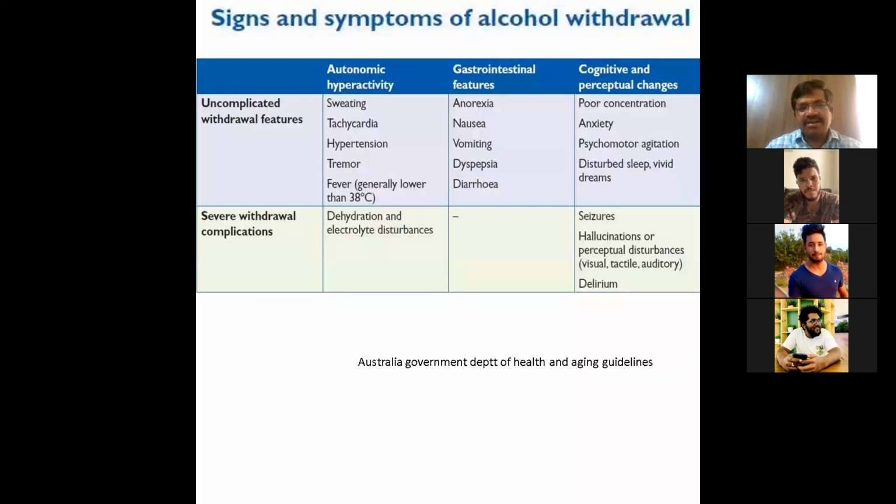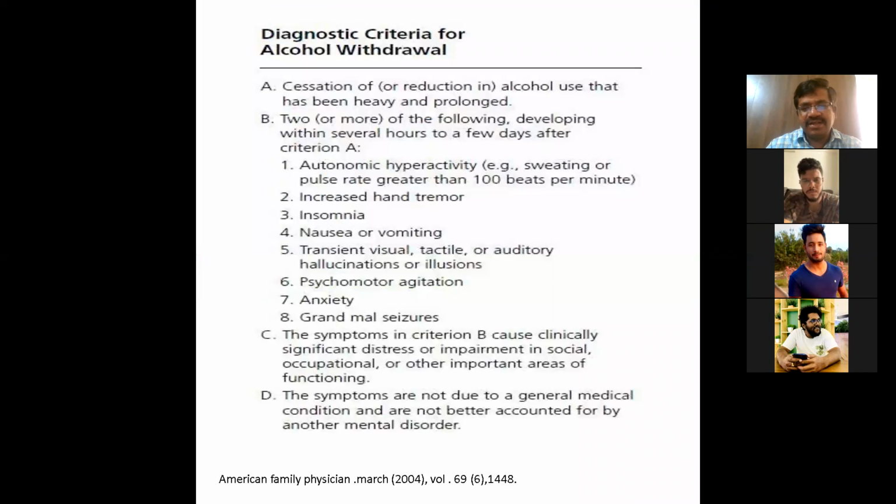Signs and symptoms in uncomplicated withdrawal features are the same autonomic hyperactivity we have seen. Along with this, fever will also be there, and GI symptoms are very common. And cognitive and perceptual changes, like poor concentration, anxiety, psychomotor agitation, disturbed sleep, and vivid dreams. In severe withdrawal complications, autonomic hyperactivity is very high, with dehydration and electrolyte disturbance. Cognitive and perceptual changes are also high, like seizures, hallucinations, and delirium. Can you see that? There is also a criteria by which you can classify alcohol withdrawal.